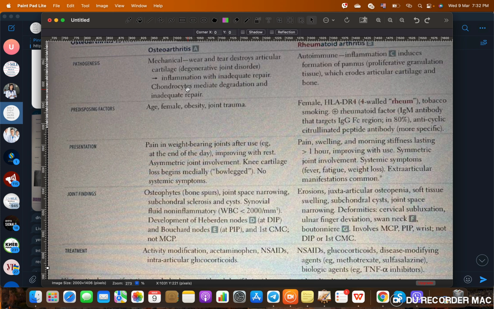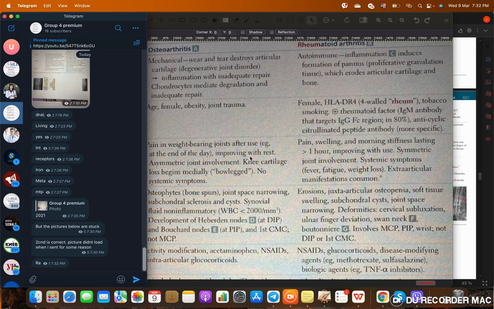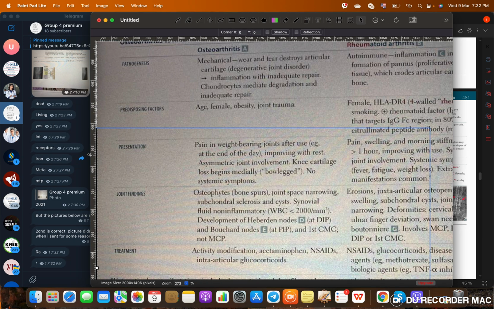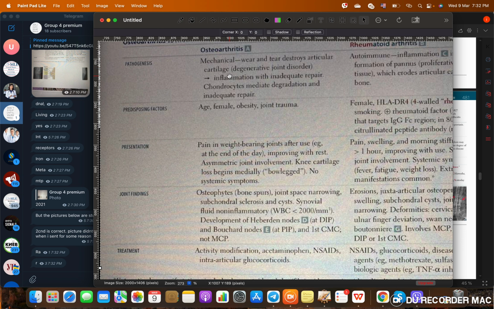This is important. Why? Because osteoarthritis versus rheumatoid arthritis, which one of the two can have amyloidosis? Rheumatoid arthritis, absolutely correct. If you speak about osteoarthritis, it's impossible because it does not have chronic inflammation, right? So the predisposing factors are going to be as follows: age, female, obesity, and joint trauma. So it's an old lady, right? So yeah, elderly, female, obesity, and joint trauma.